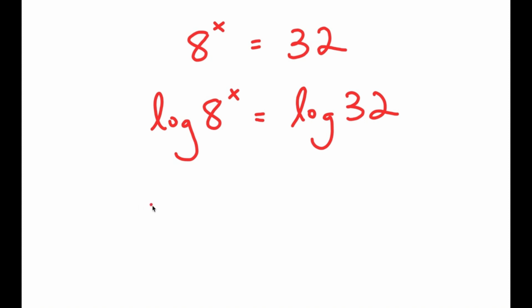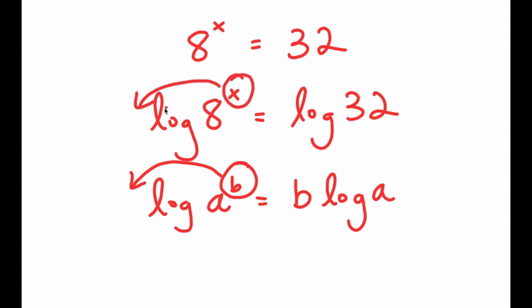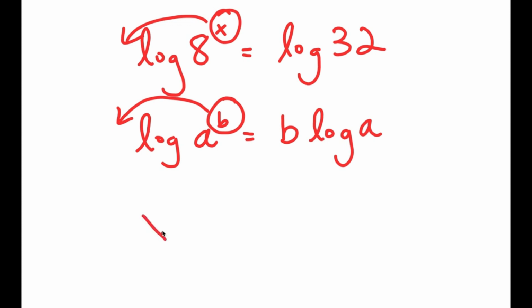And now if I have something in the form log of a to the power of b, I can move this exponent b to the front of the logarithm. So this is turned into b times log a. So log a to the power of b is equal to b times log a. Now in the case of log 8 to the power of x, we can think of x as b, so we can move x to the front of the logarithm. So I get x times log of 8 is equal to log of 32.